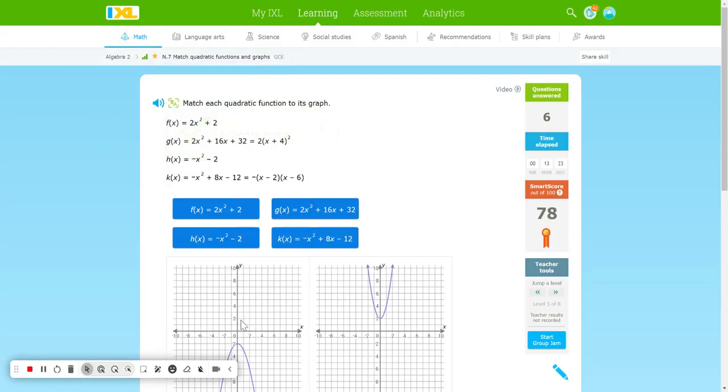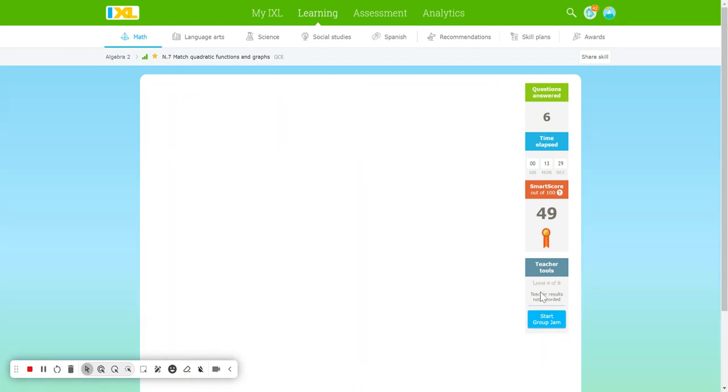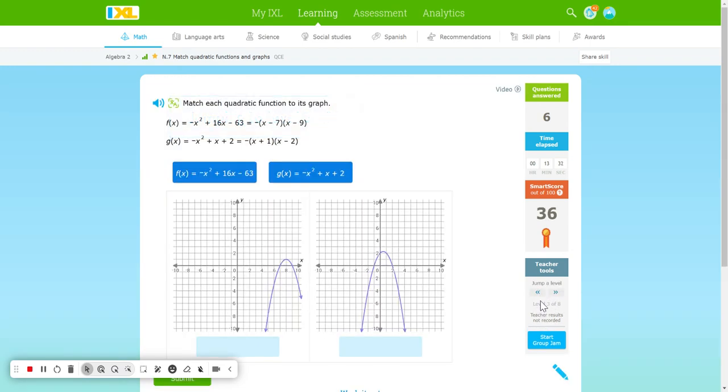All right. Let's go back to the low level so you can see the x-intercept. Okay, here we go. That's fine, that's cool.